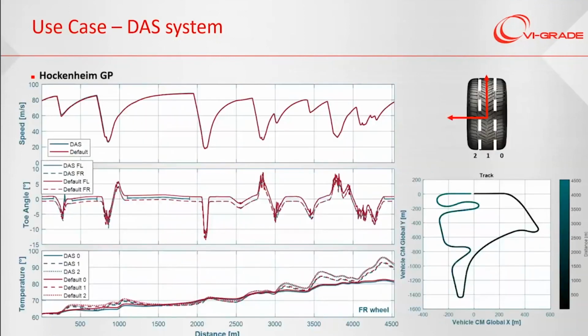Now let's focus on the DAS effect on the tire thermal behavior. Analyzing the outcomes obtained for the Hockenheim GP, we can conclude that due to a lower toe angle in straights, the DAS vehicle has a top speed greater than the default vehicle, as shown previously by Vince. But we can also see the differences between the 2 thermal profiles from the front right tire in the third figure.